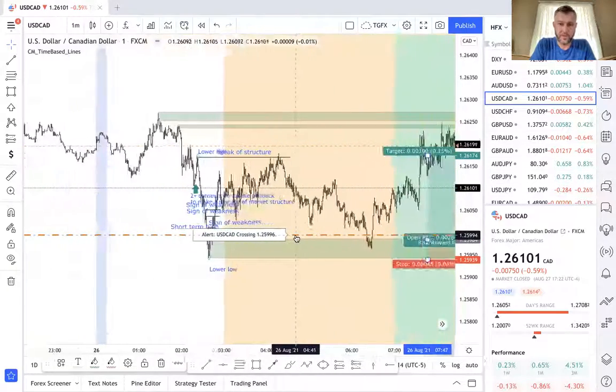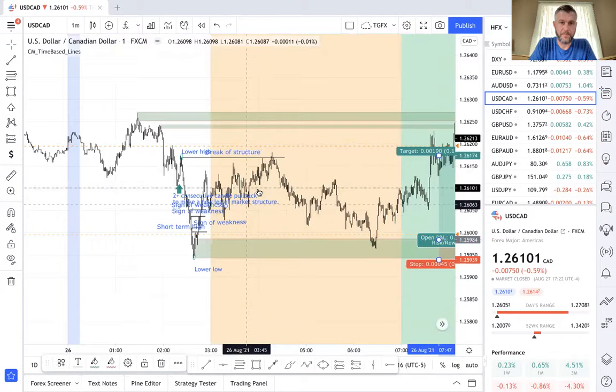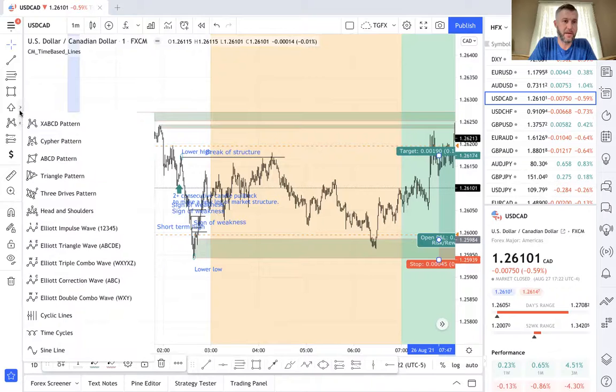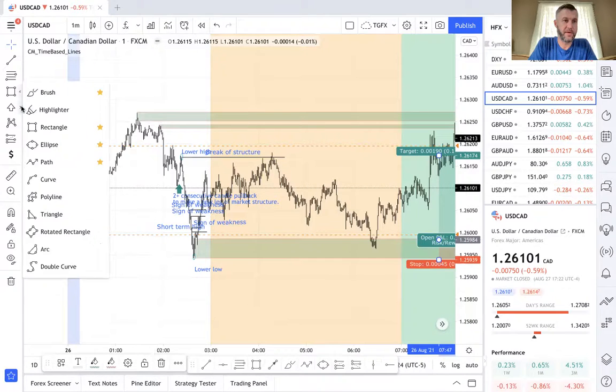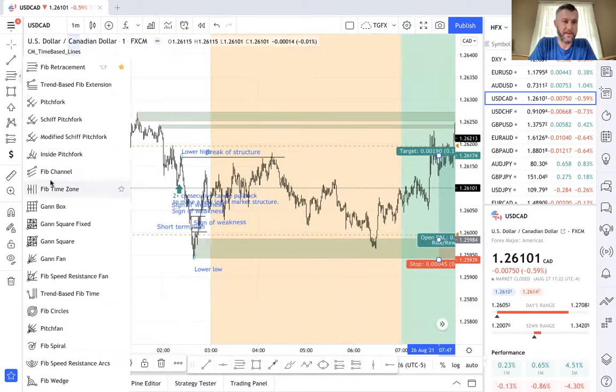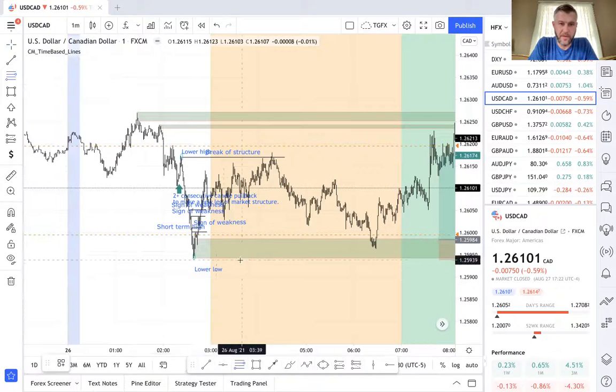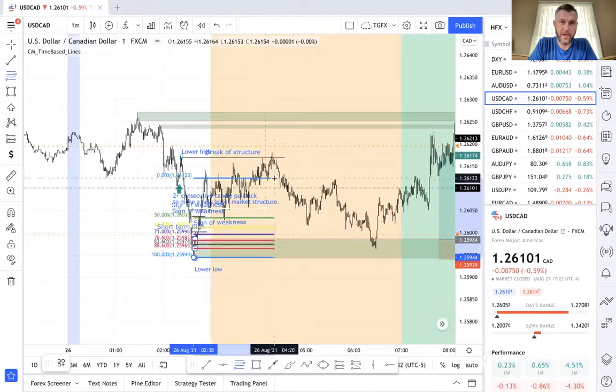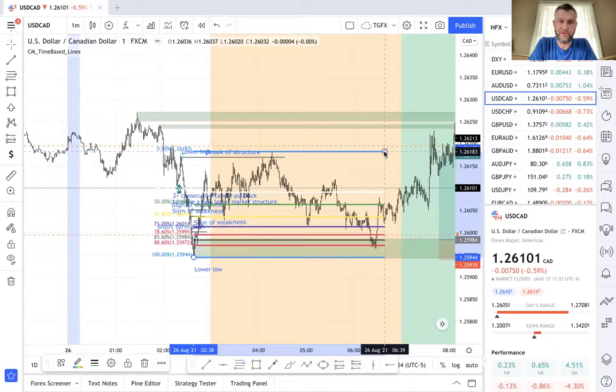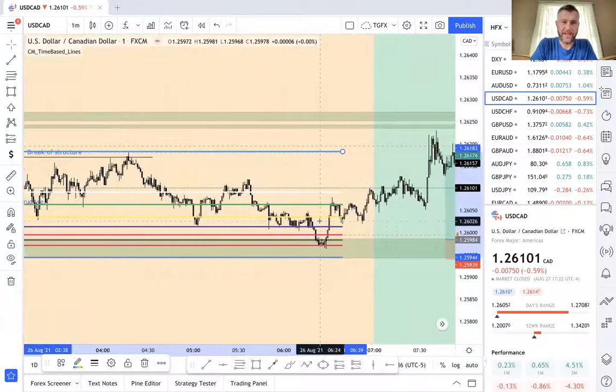Another thing you could use is once you get your break of structure here, you could come in with a, excuse me, can't find it, sorry. So you could come in with a fib, go from there to the break of structure, and then you'd want to see it pull back at least past 50%.